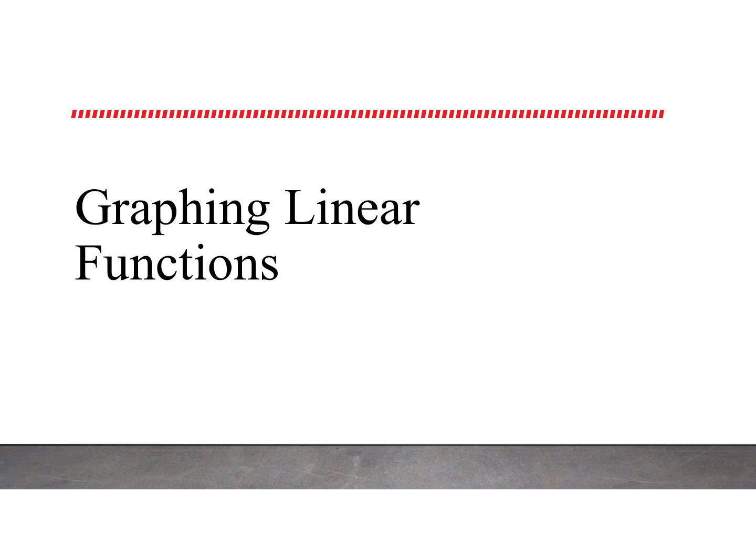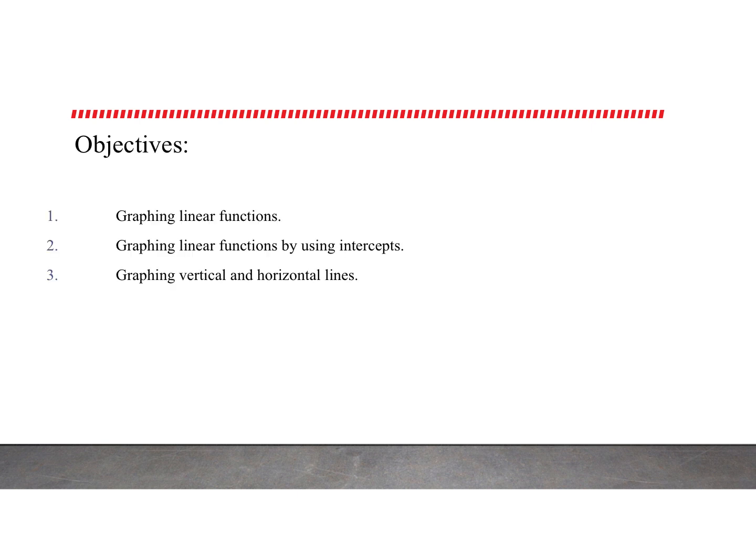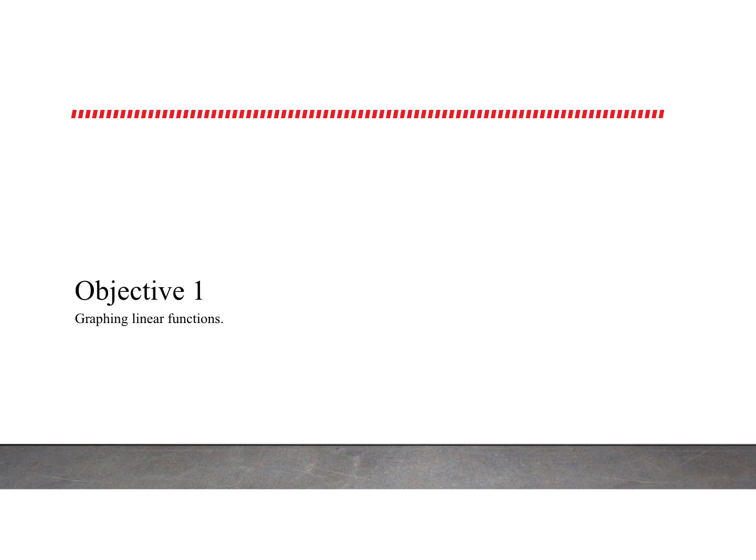Graphing linear functions, specifically looking at the intercepts in this section. So we have three objectives. Number one, graphing linear functions. Number two, graphing linear functions by using intercepts. And number three, graphing vertical and horizontal lines.